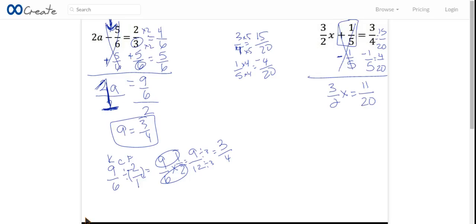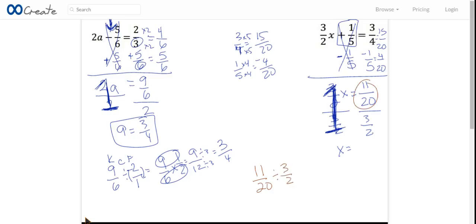So 3 halves times some number gives me 11 20ths. So now I'm going to divide both sides by 3 halves. 3 halves divided by 3 halves gives me that big coefficient of 1. Lovely, lovely. And I'm left with x. So now I'm left with, let's write this in another color so we can see it really well. Okay. Now I'm left with 11 20ths divided by 3 halves.